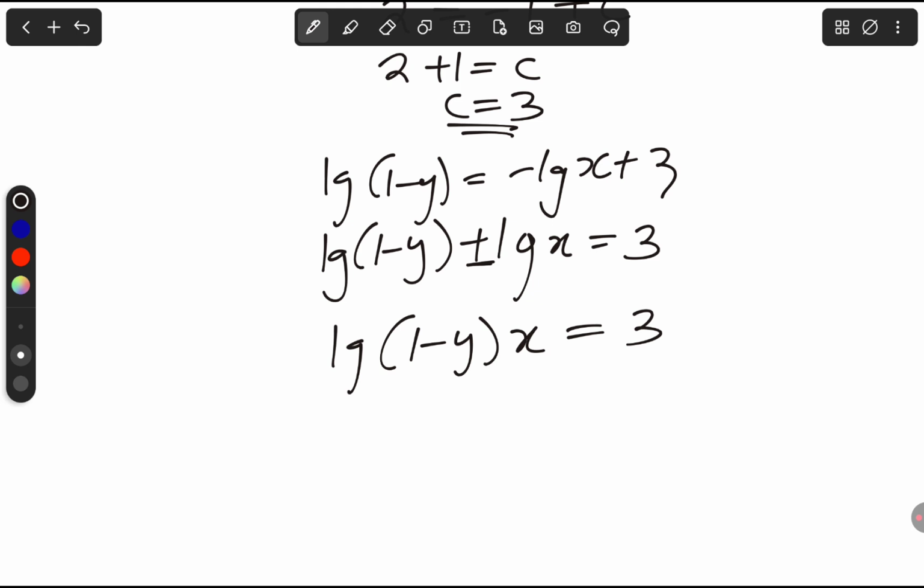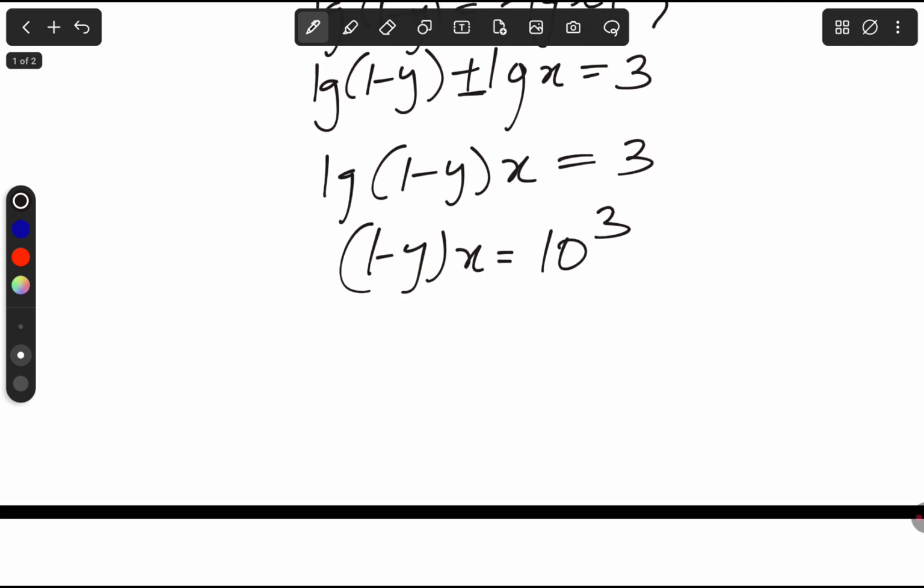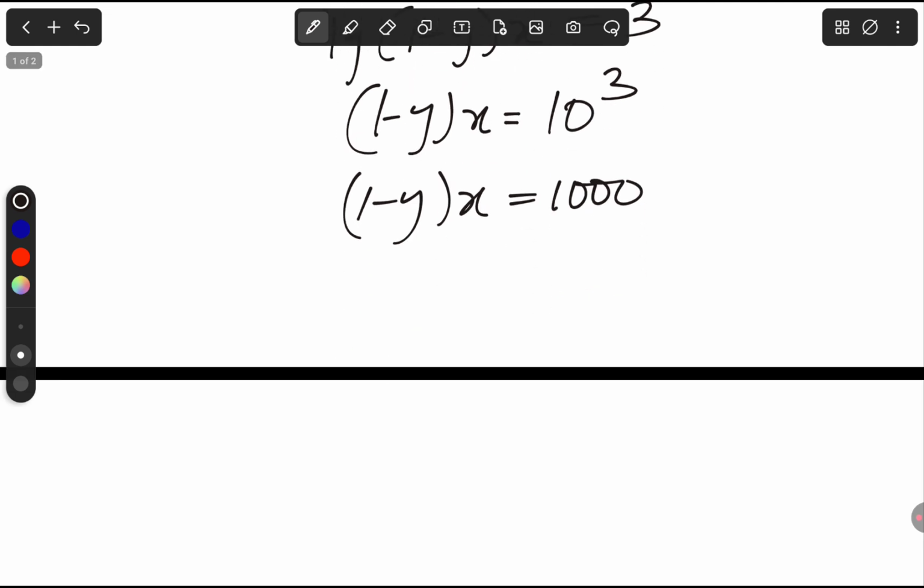And of course, now we can express this in exponential form, where we get 1 minus y, then x, equal to, of course, lg is just base 10, so that would be 10 to the power 3 in exponential form. And this will be 1 minus y multiplied by x, and this will give us 1000. Are we there? Alright, then we can expand here. We get x minus xy is equal to 1000.